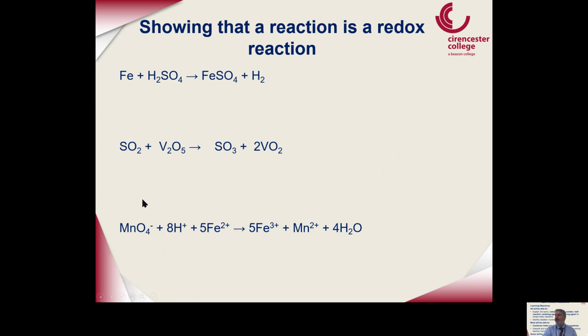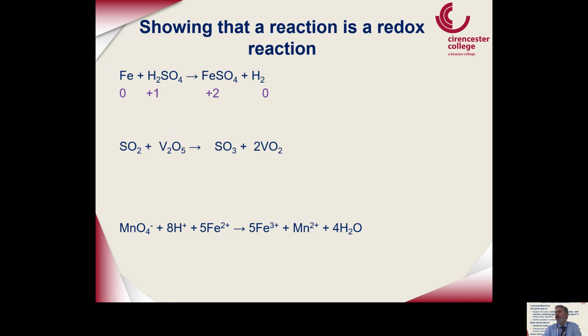Okay, so let's go through the answers. So we've got that the iron as a solid and as an element is 0. The hydrogen in H2SO4 is H+, because it's the hydrogen ion, so we have an acid. In iron sulfate, we've got iron 2 sulfate, so the iron is +2, and the hydrogen that's been made is now 0. So the iron has been oxidized, it's gone from 0 to +2, so in oxidation you'll get more positive.